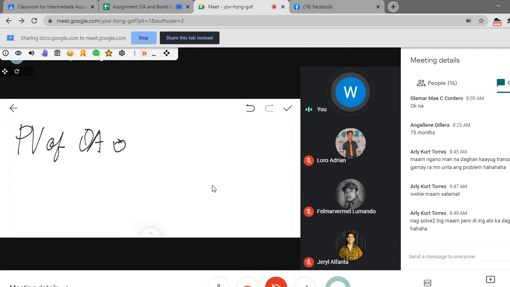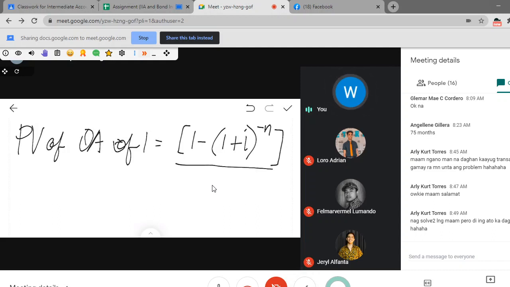That will be 1 minus 1 plus your interest rate negative n. N there is kung ang term, pila ka years, ikapila magbayad. Okay? And then, divided by interest. Ma'am, negative, yes, negative ang exponent.